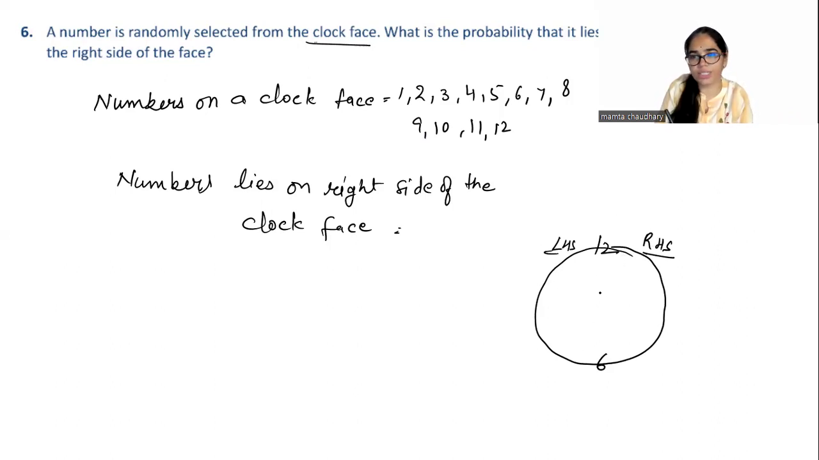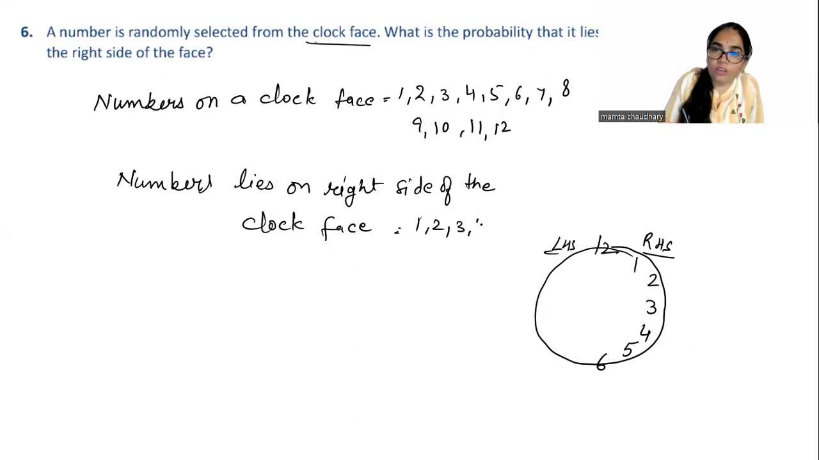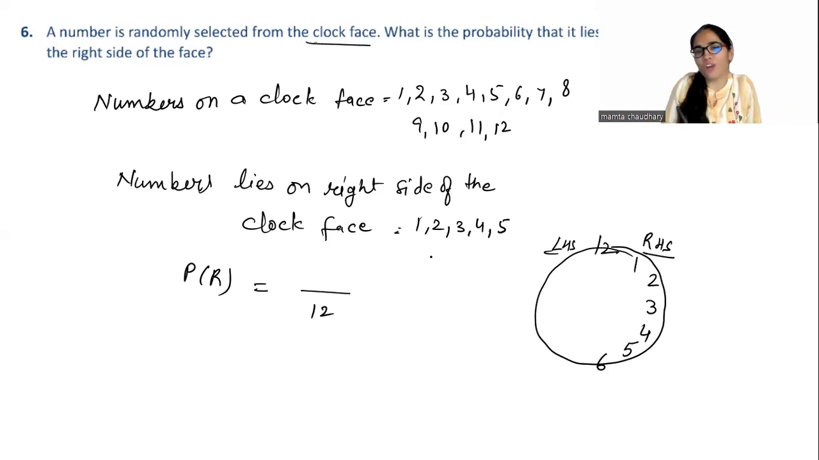On the right side, we can see 1, 2, 3, 4, 5. So these 5 numbers are lying on the right side of the face. Now let's find the probability of getting a number on the right side. Total outcomes: there are 12. Favorable: 1, 2, 3, 4, 5. 5 outcomes are favorable. So 5 by 12, right?